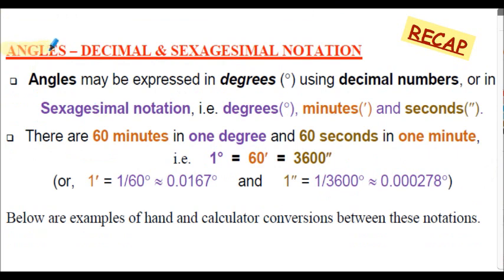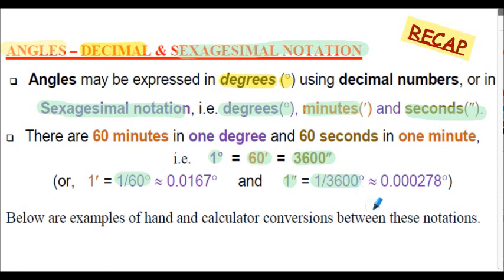Here's a recap of angles in decimal and sexagesimal notation. We commonly express angles in decimal degrees, but we can also use sexagesimal notation, which is the degree, minute and second notation. Remember that in 1 degree there are 60 minutes or 3,600 seconds. So a minute is basically 1/60th of a degree, and a second is a 3,600th of a degree. You can undertake the conversions between decimal and sexagesimal notation by hand, but it's preferable to use the scientific calculator options.